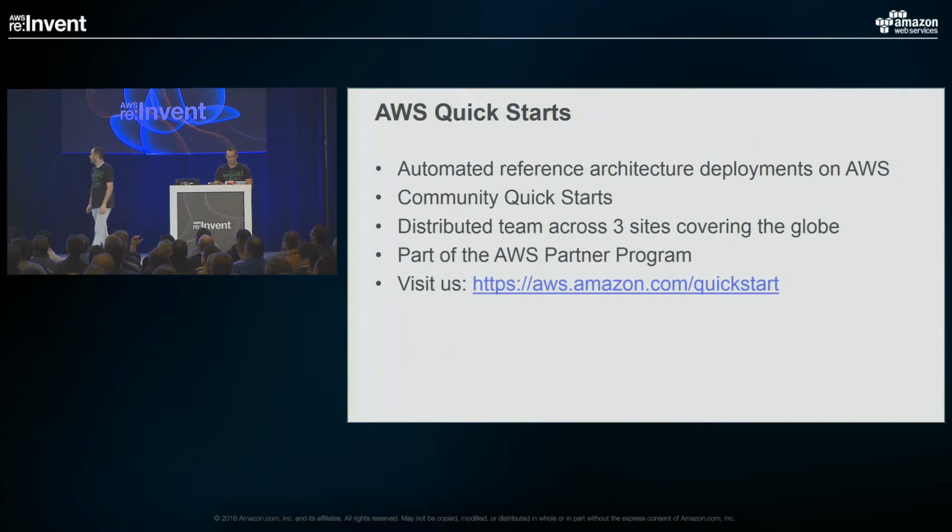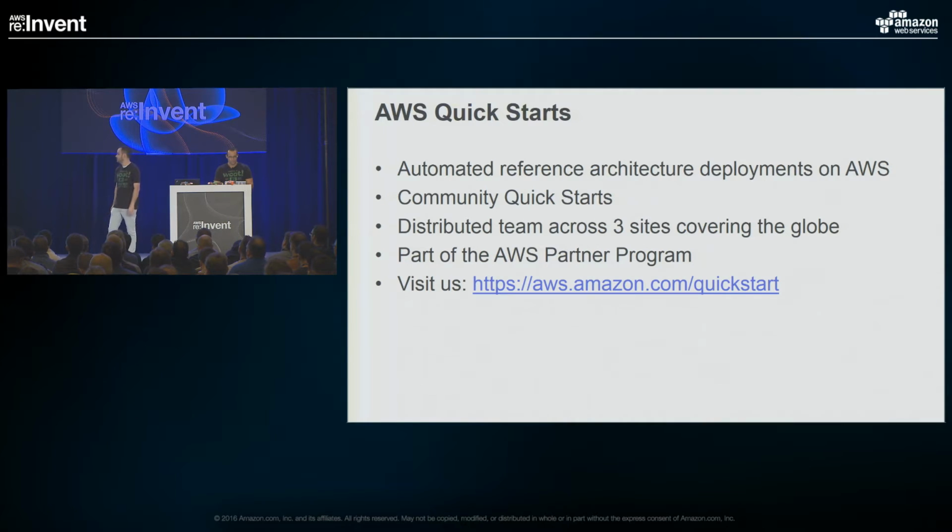Some of you may be wondering, what are quick starts? Quick starts are basically automated reference architecture deployments on AWS. They're all these different assets, from a white paper style deployment guide to automation assets like scripts, CloudFormation templates, and whatnot. We also have some community quick starts that we jointly develop with some partners. So those are also available for everybody to use as well.